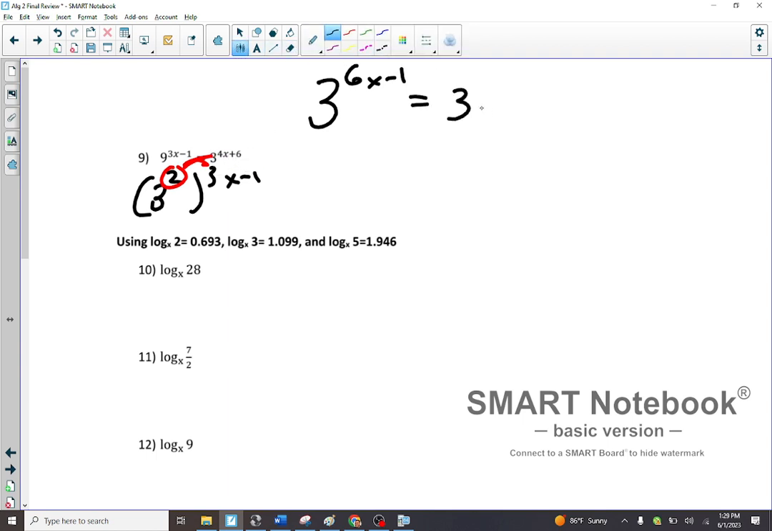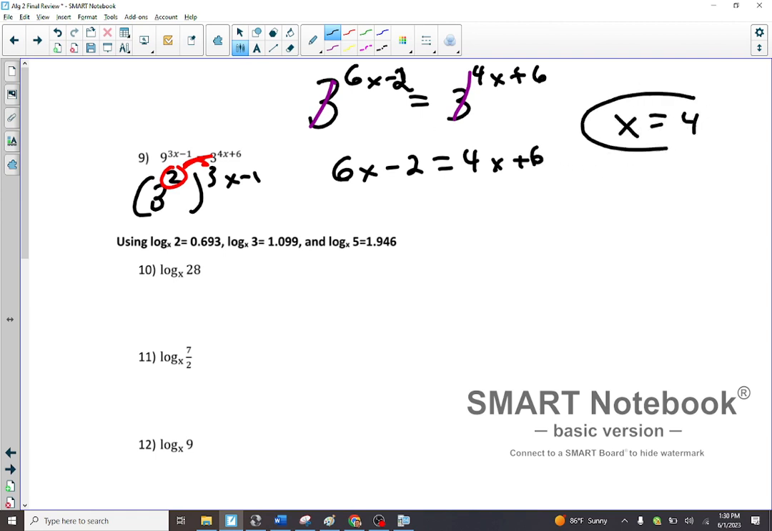Wait, is the least common denominator... can you cross it out? Minus 2, my bad. Minus 2, I forgot to distribute to the 2 over there. Then I could cross out the bases. So 6x minus 2 equals 4x plus 6. To save some time, a little bit of algebra, x equals 4.